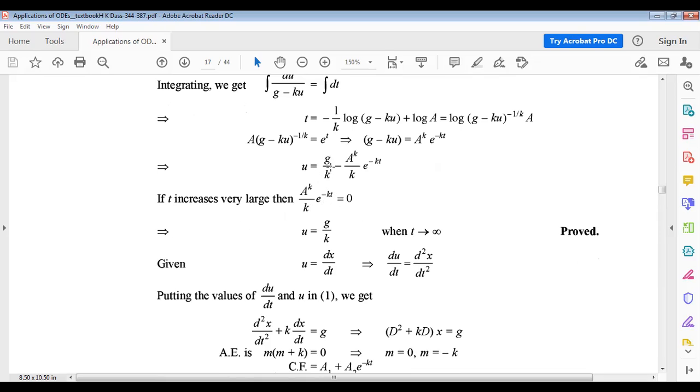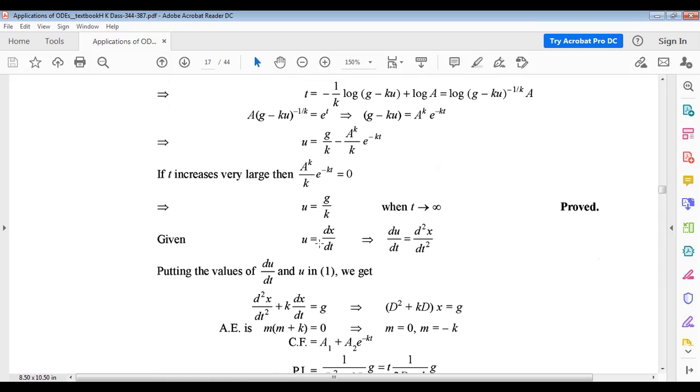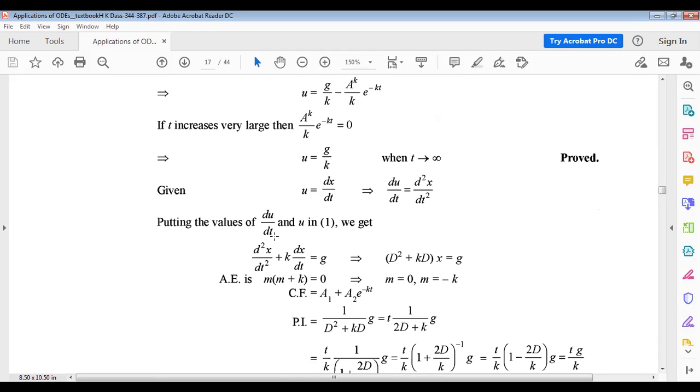u equals to what? This whole 0 becomes 0 after t increases. So equals to 0 divided by k when t tends to infinity. So u equals to what? dx by dt, you must know. And du by dt equals to what? Acceleration, d square x by dt square. So putting this du by dt and u in equation 1, we get this differential equation.